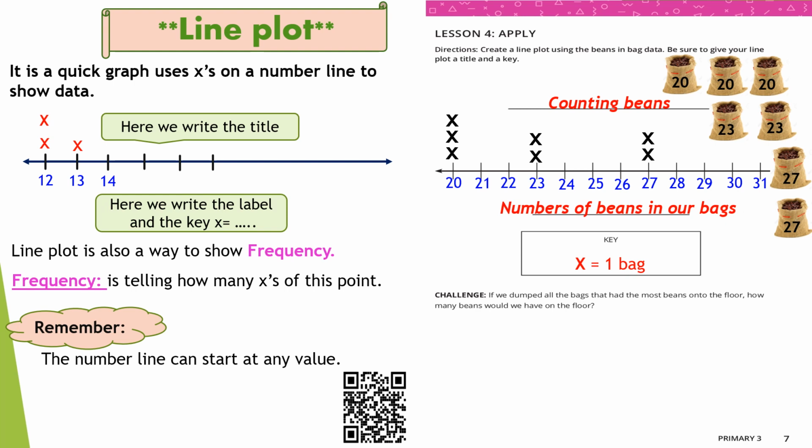All the beans? All bags? No, the most beans bag. The most, the greatest, or the highest value. What? 27. We have 2 bags that contain 27. So we will drop these 2 bags on the floor and we will count all the beans. So 27 plus 27 equals 54 beans.